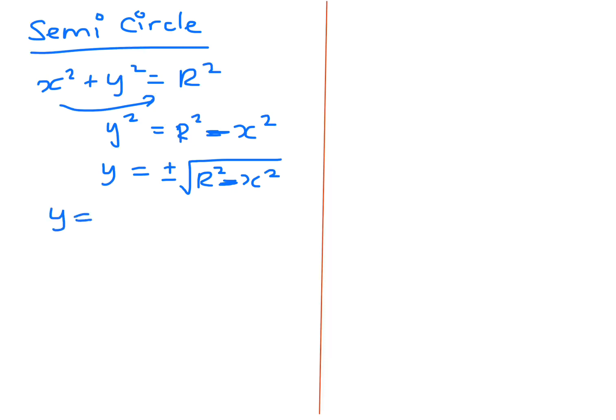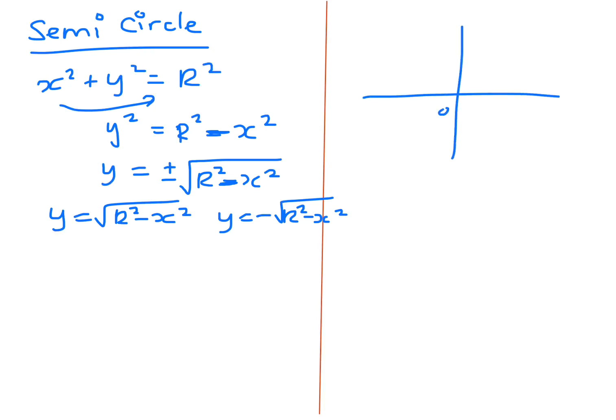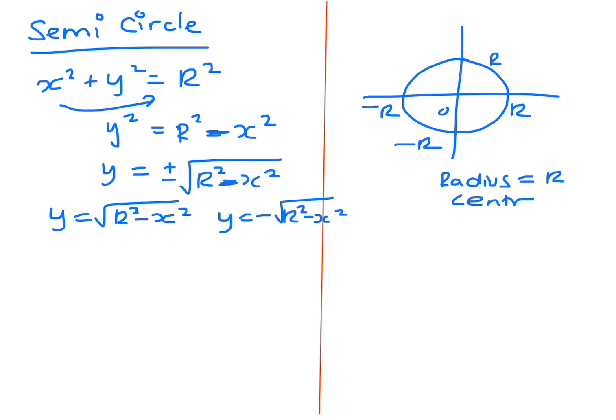So you basically have these two equations. y equals the square root of r squared minus x squared, and y equals minus the square root of r squared minus x squared. Now, the whole circle, x squared plus y squared equals r squared, would have a radius of r and a centre of 0, 0.